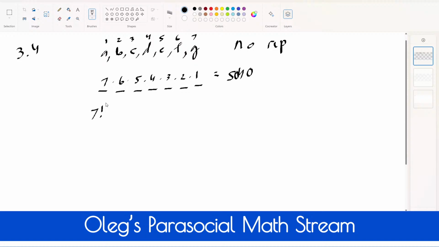How many such lists are there if repetition is not allowed and the first 2 entries must be vowels? So this is exactly like what we had from the last time. But now, here's what we're doing. Instead of sketching out the whole thing, we're going to start doing this with factorials.